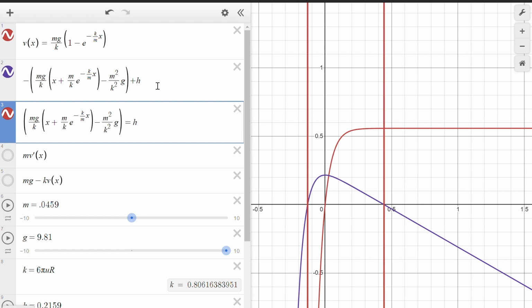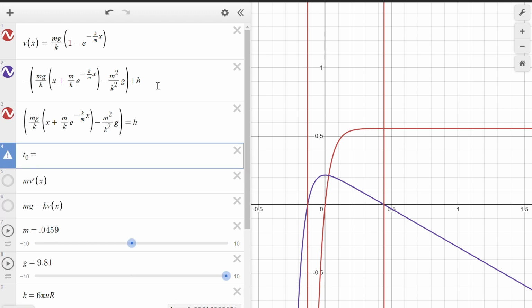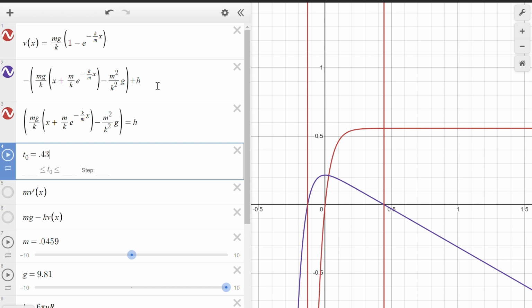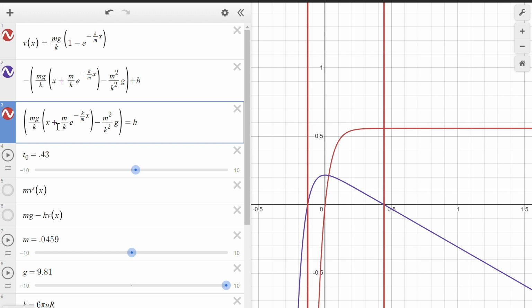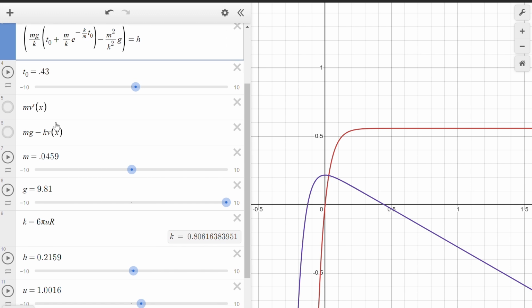And the only thing we need now is time, right? From what I measured in the video, the time it takes is about 0.43 seconds. That's how long it took to fall, about. So I'm just going to put T naught in here. So then all we actually need now is to plug in this thing for K, and then see what decimal spits out for pi.